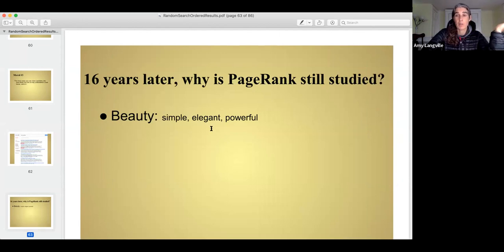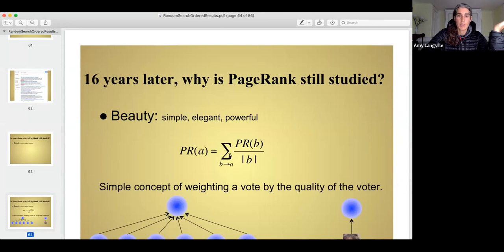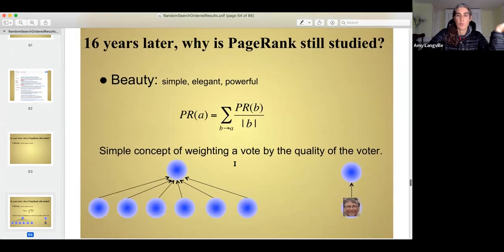Because it's such a simple, elegant, and powerful algorithm. PageRank is a sum of other PageRanks pointing into you. It's a simple concept of weighting by the quality of the voter. I could have 6 inlinks, but if you're thinking about letters of recommendation, let's say, if I got 6 letters of recommendation from sort of anonymous, not very well-known people, or got one from, say, Bill Gates, that might carry a lot more weight. So that's really what this is saying. The PageRank of a page is the sum of the PageRanks of incoming pages. So if you have inlinks from important pages, you're also important.